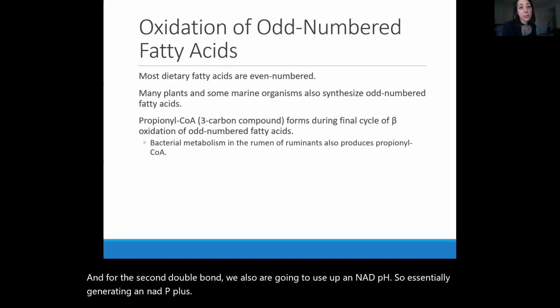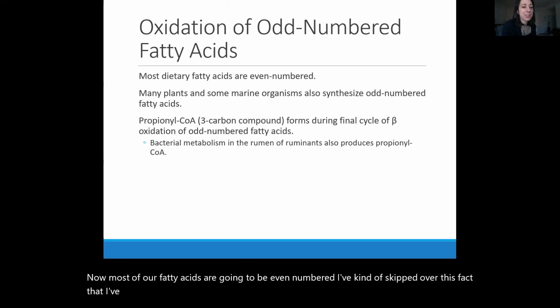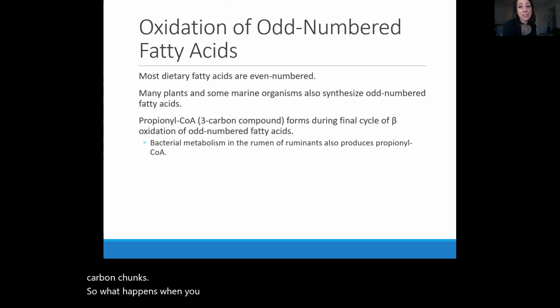Now, most of our fatty acids are going to be even numbered. I've kind of skipped over this fact that I've been giving you fatty acid chain numbers that are all even numbers, which is great because acetyl-CoA is made of 2 carbons, and we can evenly divide that fat into 2 carbon chunks. So what happens when you have an odd numbered fatty acid?